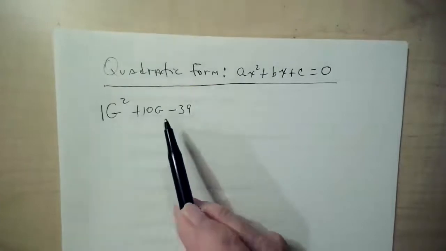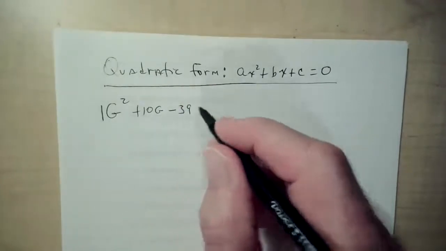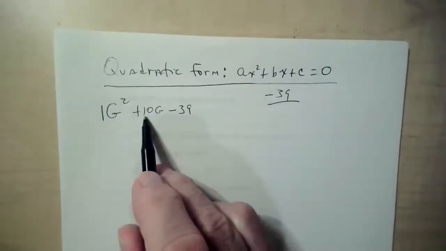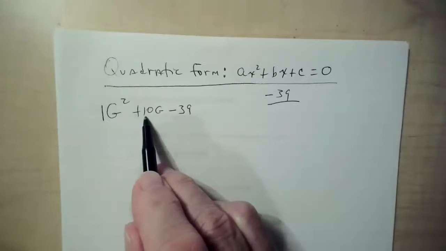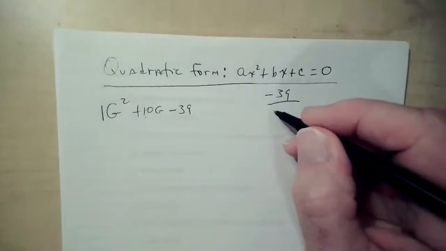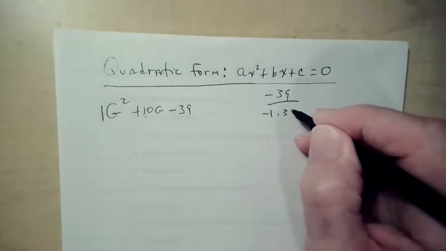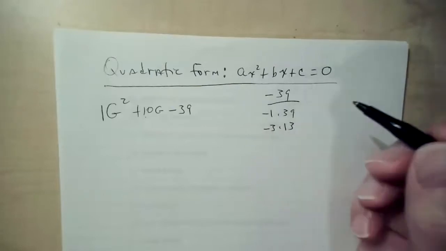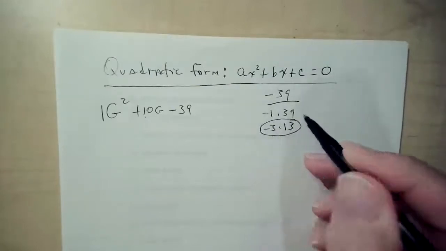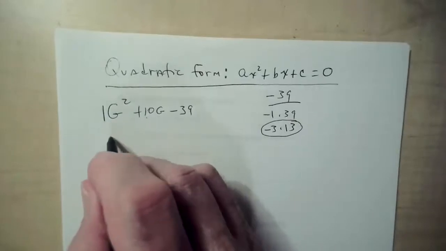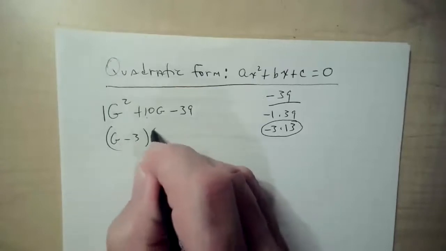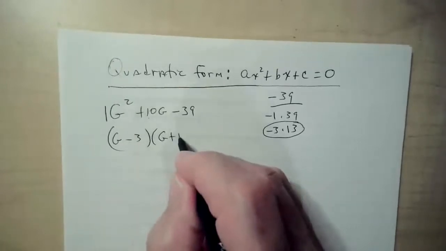we don't really have to do anything other than find the factors of negative 39 that combine together to give us positive 10. So we know that the largest number is going to be positive. So it's going to be negative 1 times 39. No, 2, 3. Negative 3 times 13. There it is there. Okay, so our factors are going to be g minus 3 times g plus 13.